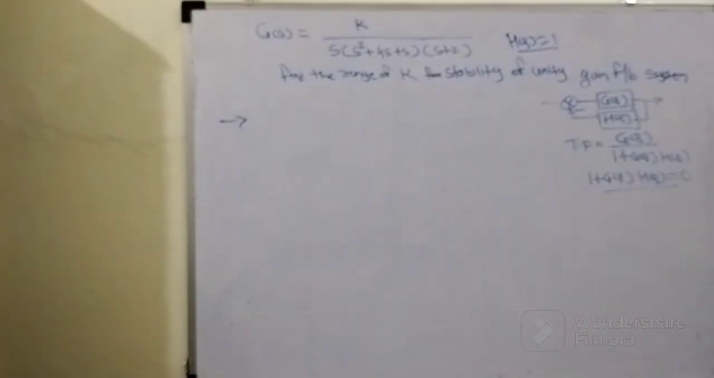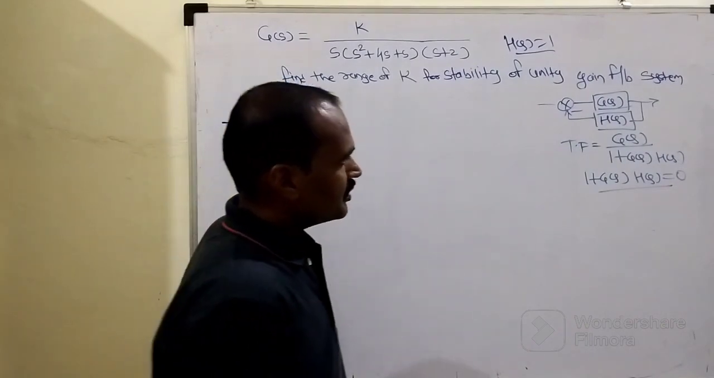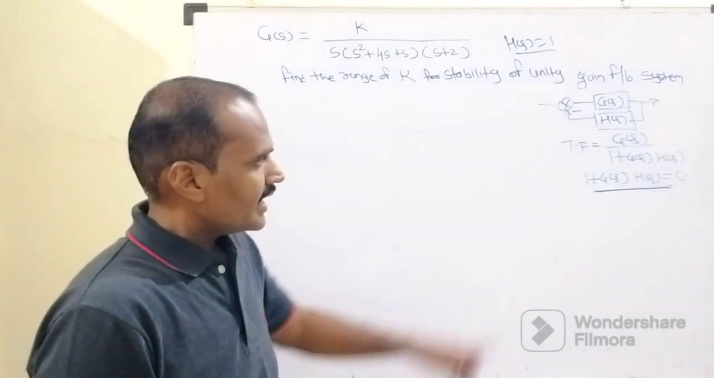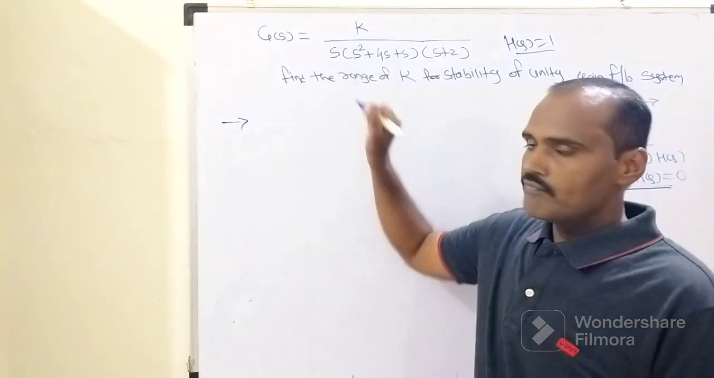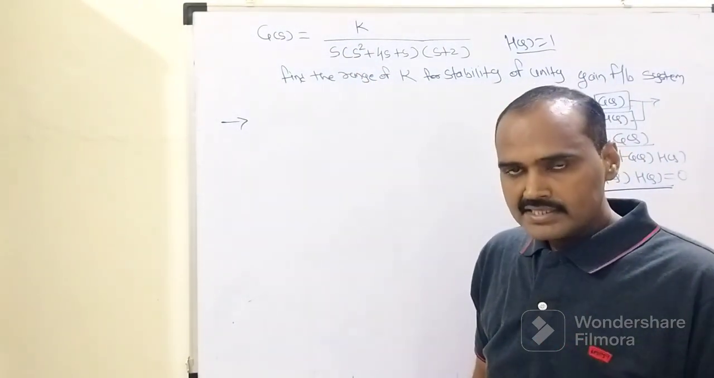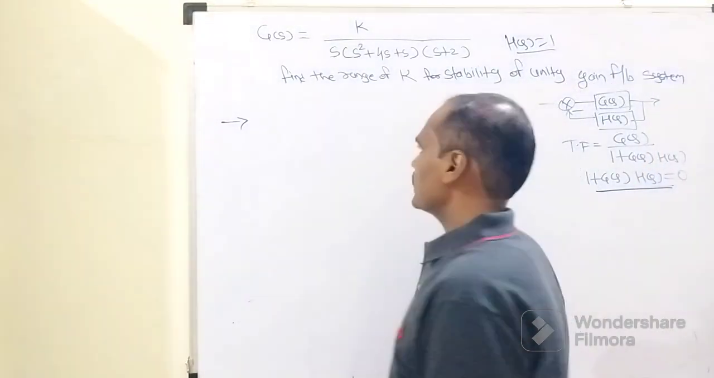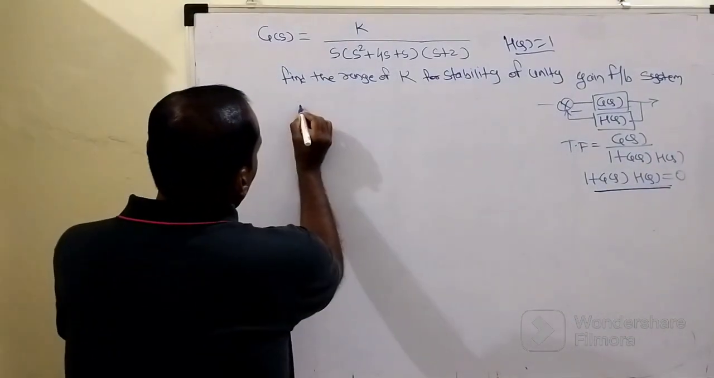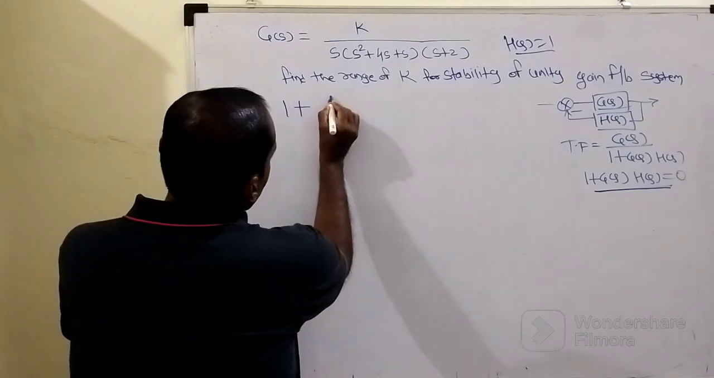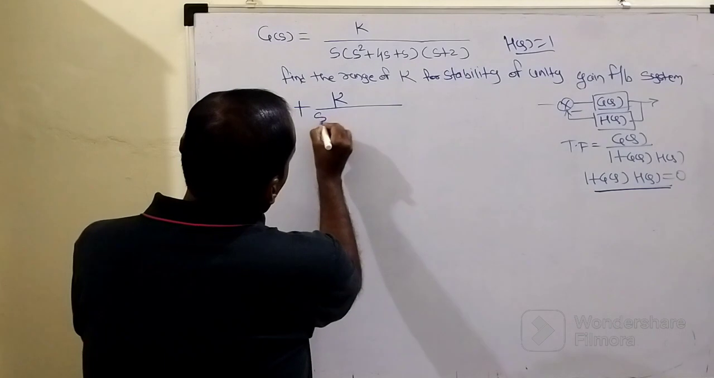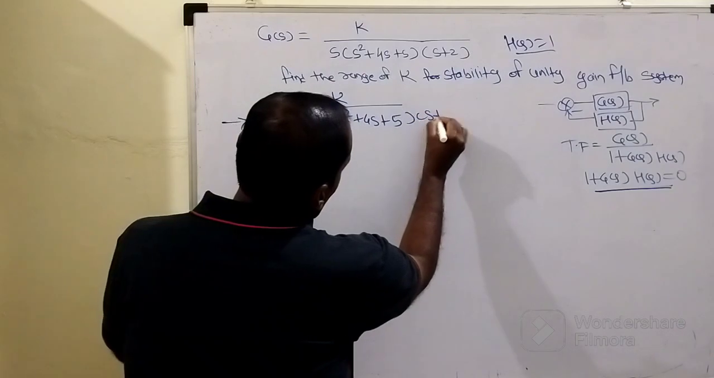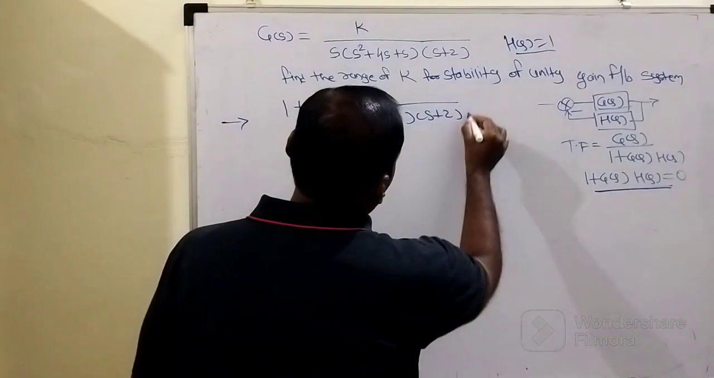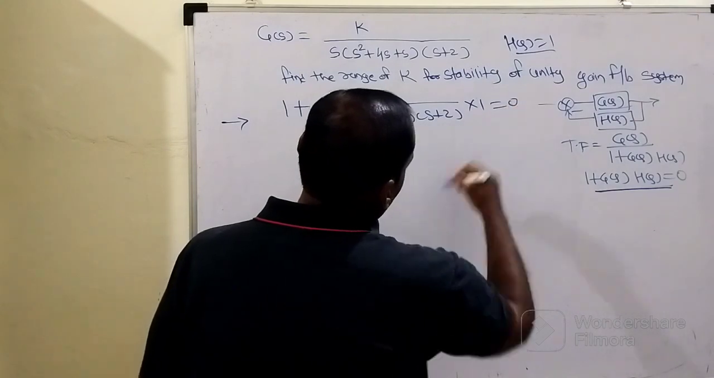So first of all, what we need to do? We need to determine the characteristics equation of this unity gain feedback system. Here H of S equals 1 and G of S is nothing but the given term. So we will determine the characteristics equation for this unity gain feedback system. Its characteristics equation will become 1 plus this whole term, 1 plus K over S into (S square plus 4S plus 5) into (S plus 2), H of S equals 1, and it is being equated to 0.